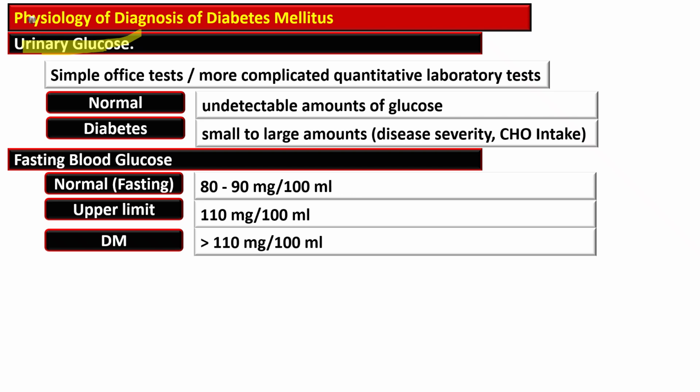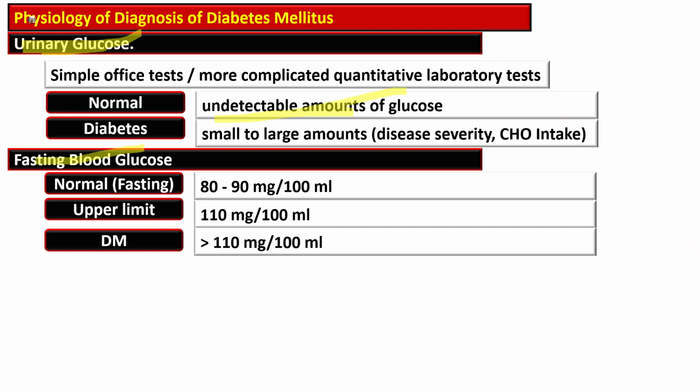In diabetes mellitus, the excess glucose in the blood surpasses the renal threshold, and this renal threshold is about 180 milligram per 100 ml. That leads to spillage of the glucose into the urine. The amount of the glucose in the urine correlates with the severity of the disease and carbohydrate intake, and the tests range from simple dipstick test to detailed laboratory measurement.